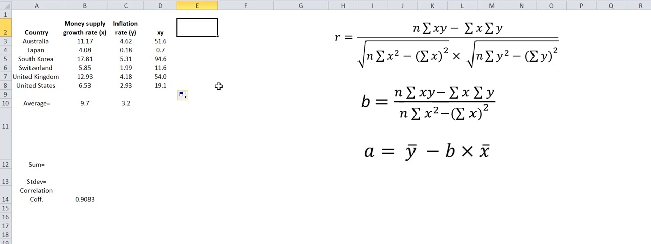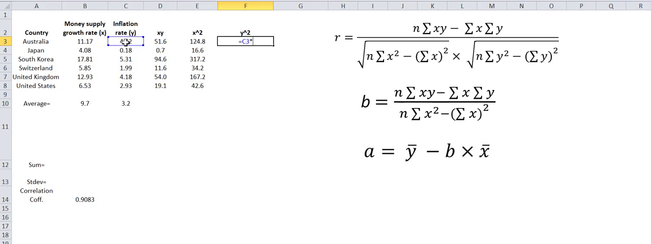Then I need my x square, so this will be x multiplied by x, so that's my x square. I need my y square, so that will be y multiplied by y. So I got my x square and my y square. My x square value will go here, and y square value will go here.